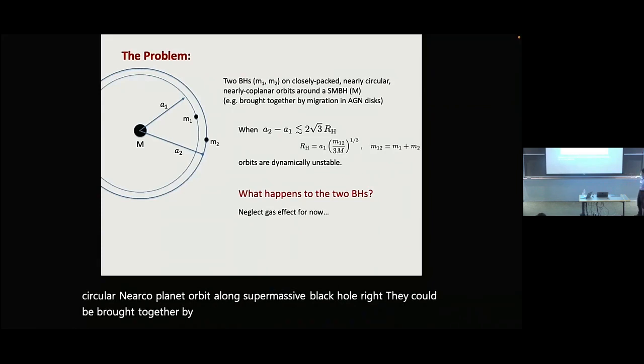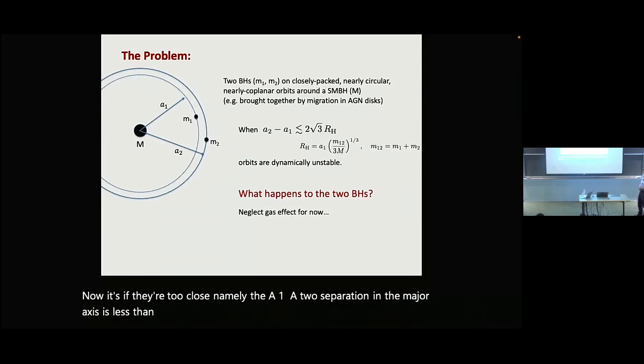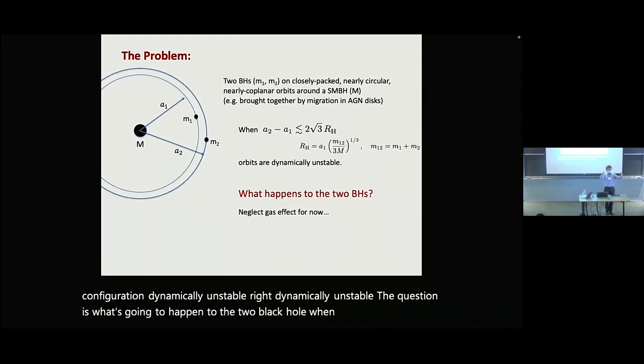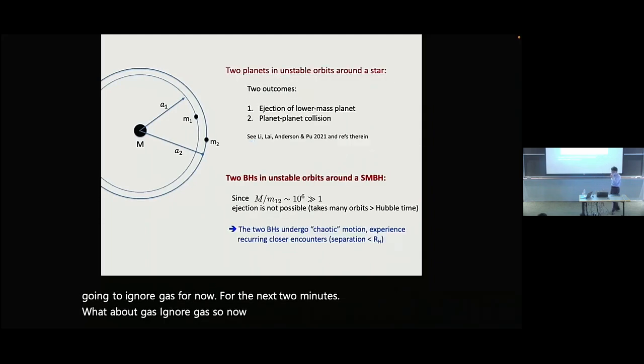They come close. Now it's well known that if they're too close, namely if the separation in semi-major axis, A1 minus A2, is less than about 3 times the mutual Hill radius, the orbit configuration is dynamically unstable, right? The question is, what's going to happen to the two black holes when you put them in this unstable configuration? Of course, the first question that will jump to your mind is, what about the gas? It's complicated, so I'm going to ignore gas for the next 2 minutes. Don't ask about the gas, just vacuum, right?